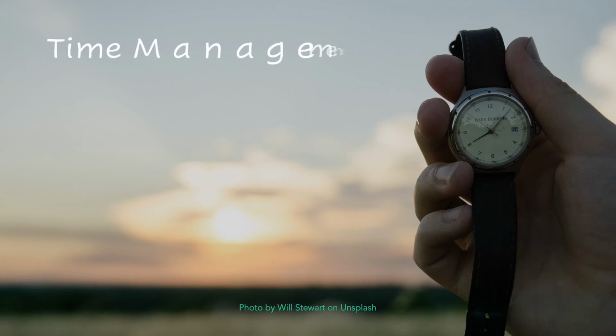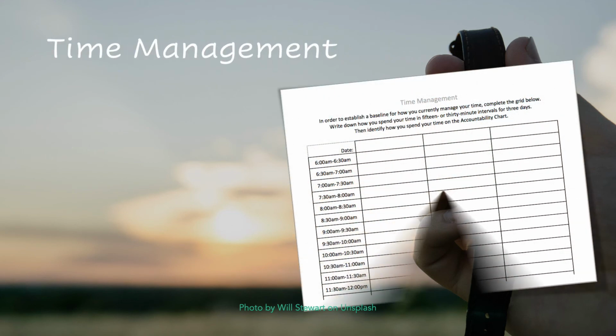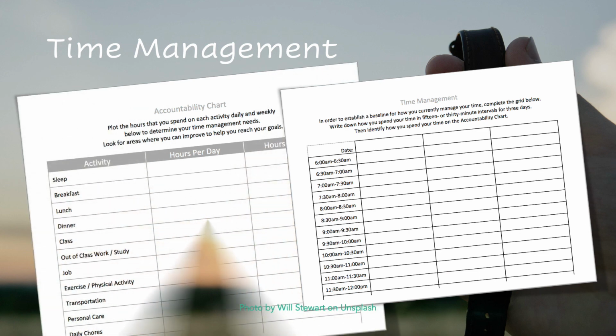This is a screenshot of the time management accountability chart. Basically, you record what you are doing every half hour of the day for 3 days. Then you tally how much time you spend on activities. This can be an eye-opener for you. You can find the time management accountability chart in D2L under additional resources.